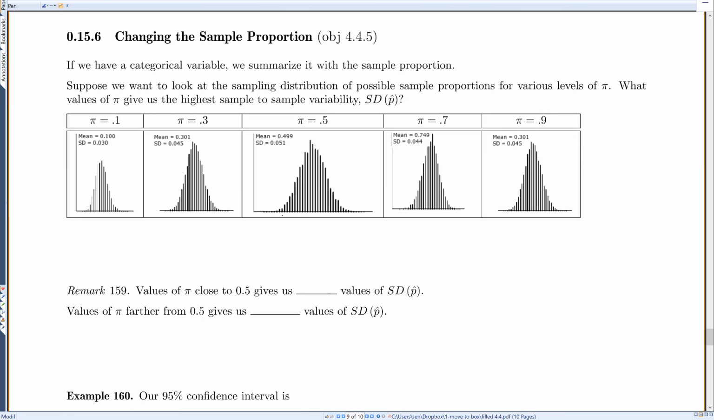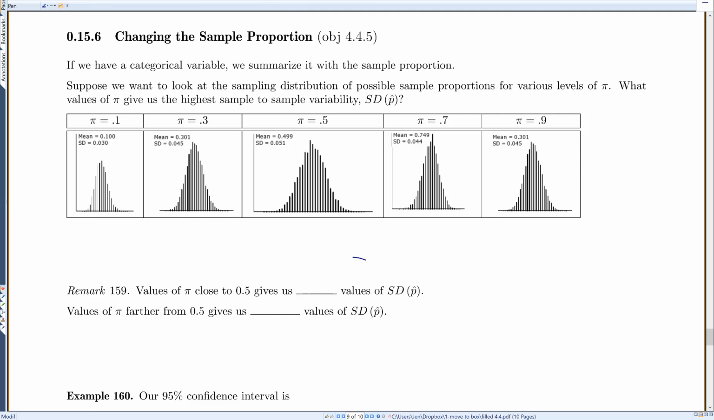Okay, well, what happens if we change the sample proportion? So if we have categorical variables, we summarize it with our sample proportion. So let's suppose we want to look at the sampling distribution of possible sample proportions for various levels of pi, our population proportion. What values of pi give us the highest sample-to-sample variability, the standard deviation of p hat?